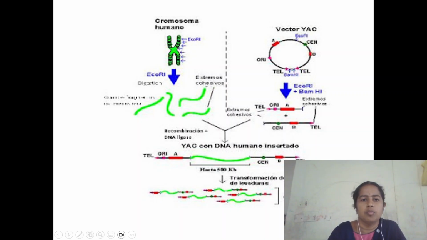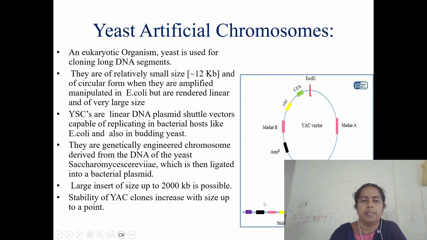Then here the human chromosome is used and the vector YAC is used, and this is how it is inserted. The human chromosome is inserted in the yeast artificial chromosome and it is replicated, and the one having this particular chromosome alone can replicate in that media.